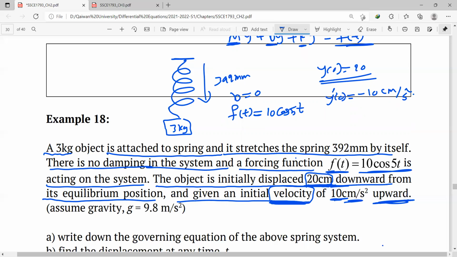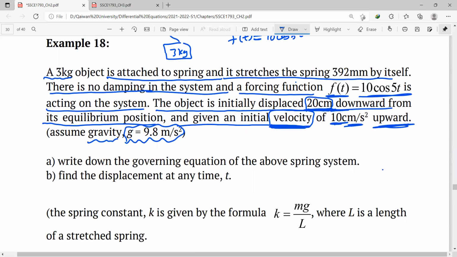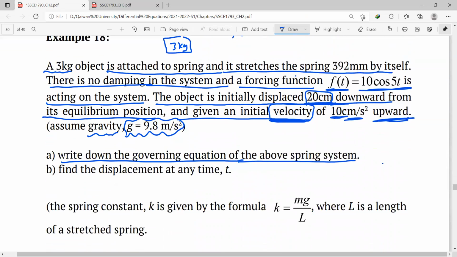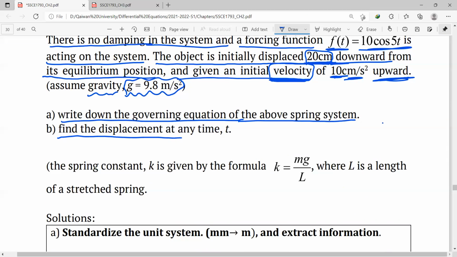And assume that the gravity g is 9.8 meters per second squared. We are asked to write down the governing equation of the above spring system. The governing equation is as I have written down, by putting in M, B, and K. And then find the displacement at any time, that means find y of t. After finding the governing equation, which is a second order differential equation, we solve it. The solution is the displacement at any time.